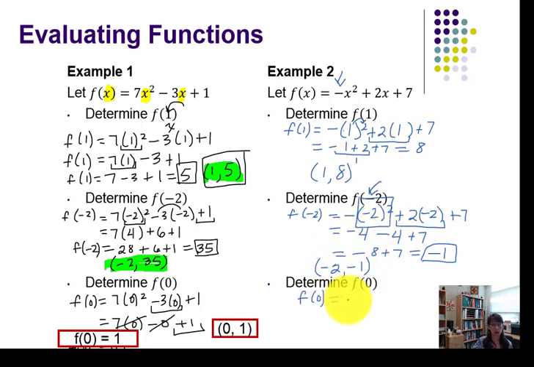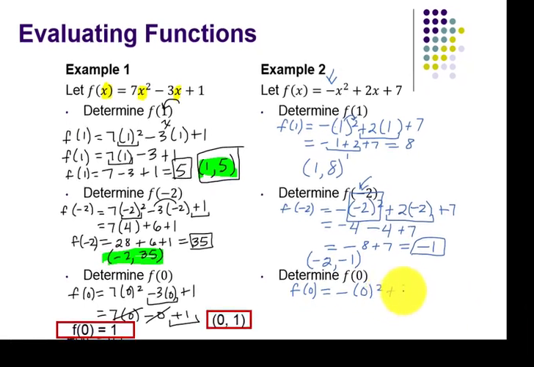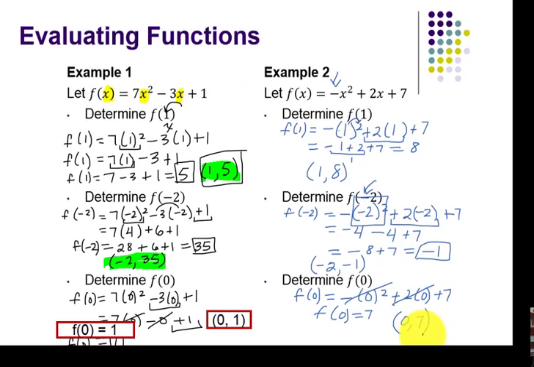Finally, we'll determine f of 0. With f of 0, we'd have a negative times the quantity of 0 squared plus 2 times 0 plus 7. So we know that 0 squared is 0. 0 multiplied by this negative 1 is still 0. That term eliminates. 2 times 0 eliminates. So it must mean that f of 0 is equal to 7. The ordered pair generated here had an input of 0 and an output of 7.